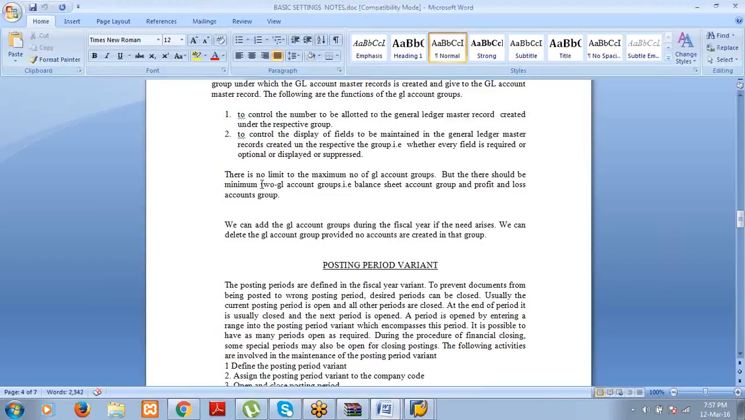Then there is no limit to the maximum number of GL account groups, but there should be minimum two GL account groups, that is balance sheet accounts group and profit loss account accounts group. Then we can add the GL account groups during the fiscal year if the need arises. During any fiscal year, we can add the account groups. We can delete the GL account groups provided no accounts are created in that group. Means if you have created some GL accounts under the account group, it's not possible to delete the account group.